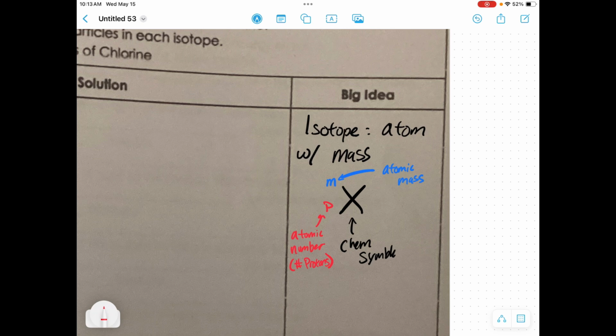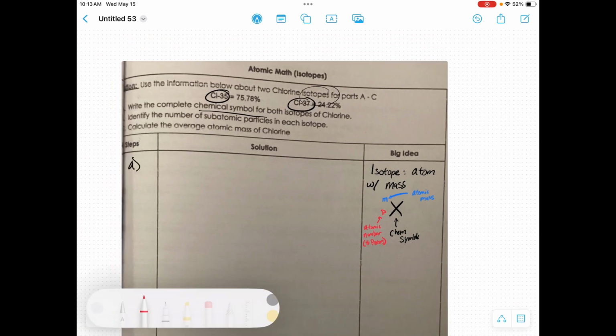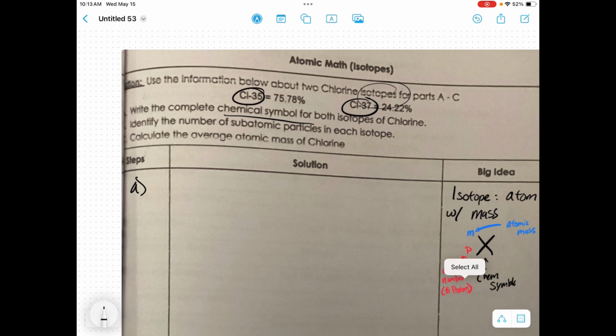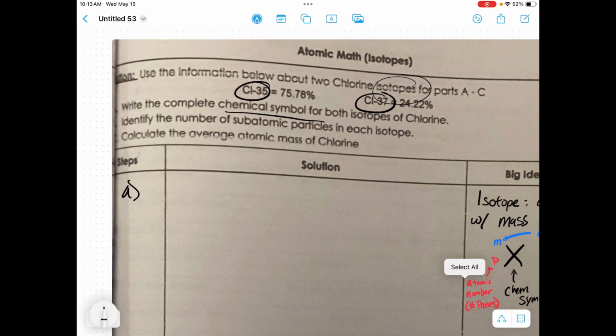Right, so same thing we did last year. So writing that atomic symbol for chlorine, chlorine is always going to be the same. So if you pull up a periodic table, we can take a look at chlorine, the normal chlorine there. So chlorine is going to be number 17.